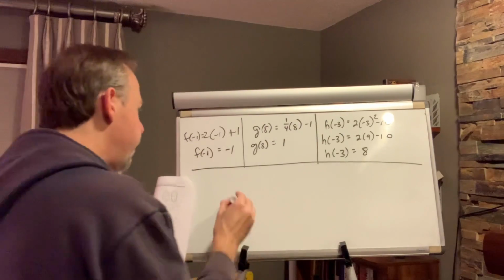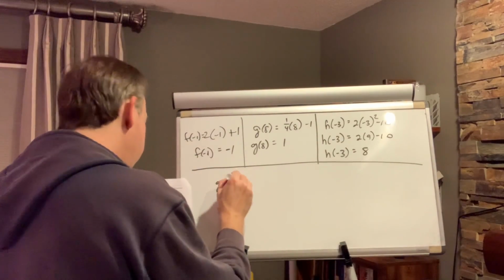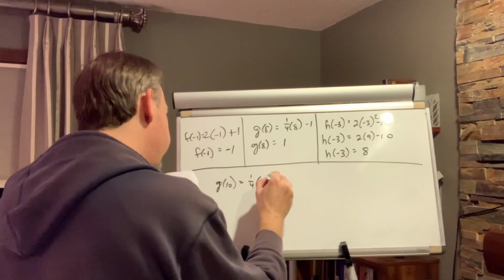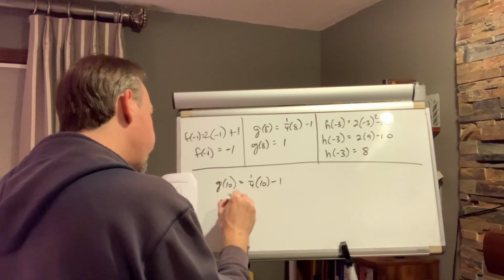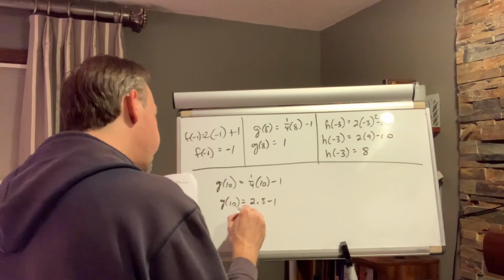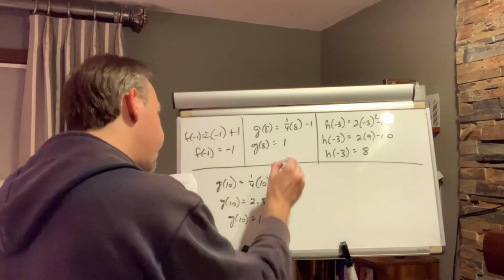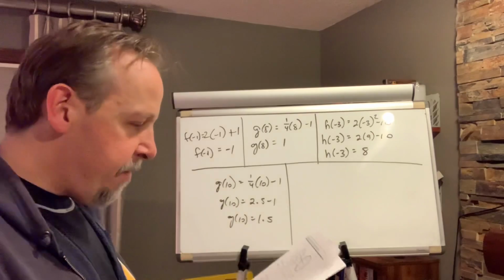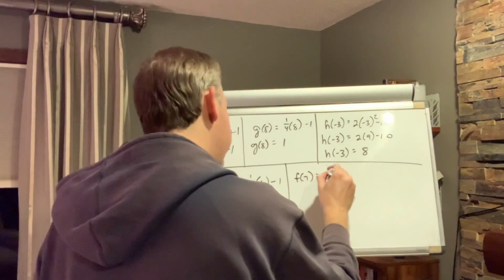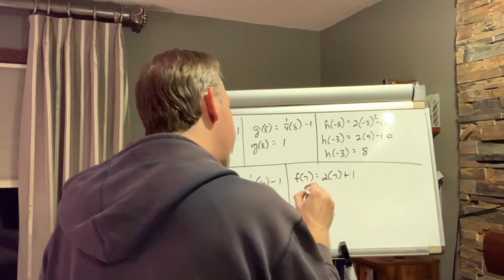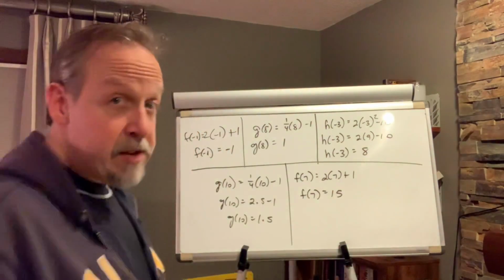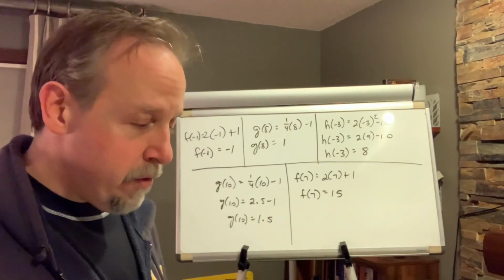Then we have g of 10. So choose the g function. It's 1/4 of 10 minus 1. 1/4 of 10 is 2.5. Minus 1 is 1.5. And then f of 7, so we use the f function again. f of 7 is 2 times 7 plus 1. So f of 7 is 15. So that's the top row here. Make sure you got those answers.